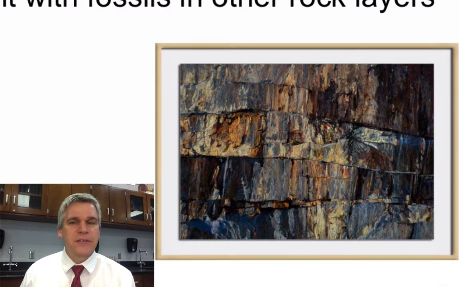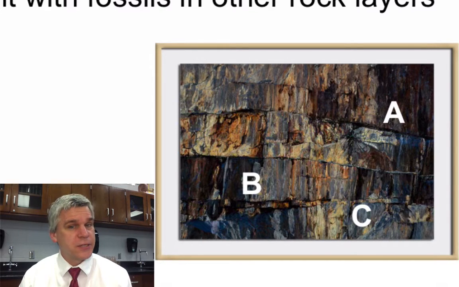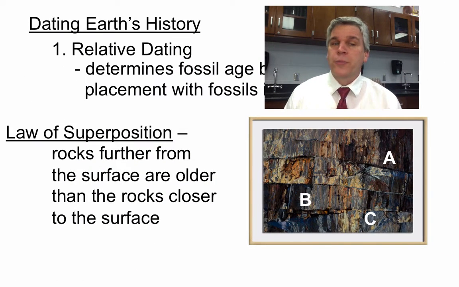So, for example, here's some sedimentary rock, which is the type of rock that we would find fossils in, and you can see the different layers. Let's say that there was a fossil found in layer A, layer B, and layer C. Now, this is an undisturbed area, so because of the law of superposition, which says rocks further from the surface are older than rocks closer to the surface, the farther down you go, the older the rock is. And so we would say that C is the oldest fossil, A is the youngest fossil. We could say that B is younger than C, but it's older than A. So notice we're not giving it an age, we're simply saying which species is older than which.